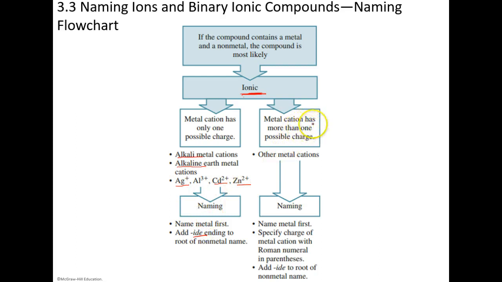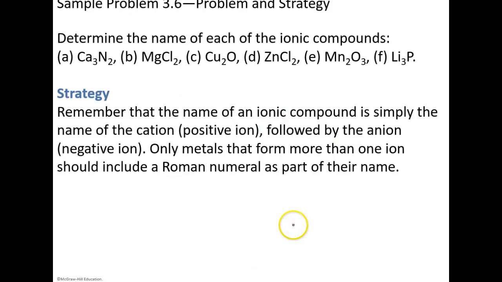If the metal has more than one possible charge, meaning it is one of the transition metals or post-transition metals, like tin and indium and gallium, then you have to make sure you specify the Roman numeral and end it in -ide. Okay? So here's some practice problems. Put this on pause and do these problems.